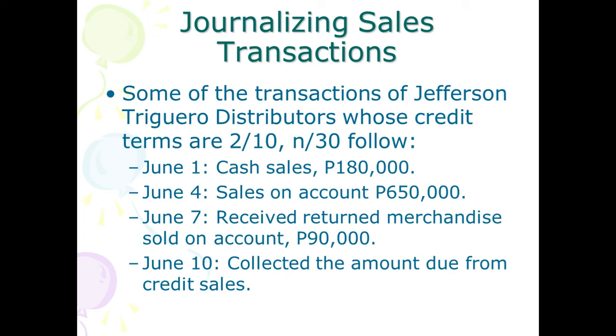I hope you are done with the entry. June 4, sales on account. I repeat, June 4, sales on account 650,000. Again, please write the entry on the sheet of paper that you have. And then June 7, received returned merchandise sold on account 90,000. You received some returned merchandise that you previously sold on account for 90,000. Please write the entry.